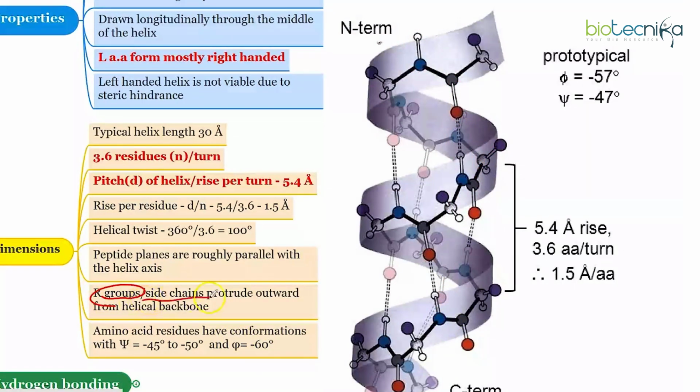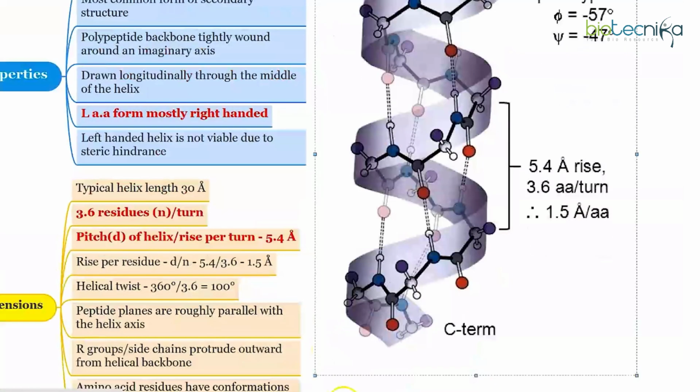Where are the R groups or the side chains? Amino acids will have the side chains. So side chains generally protrude out, up and above. They protrude out, because if they were protruding towards the inside of the helix, they would create steric hindrance. And as I mentioned, the prototypical amino acid range of phi and psi angles are both negative, roughly around minus 45 to 50 or minus 50 to 60, like that. And this side is the C terminal, this side is the N terminal. You must know all these details for understanding the alpha helical structure.